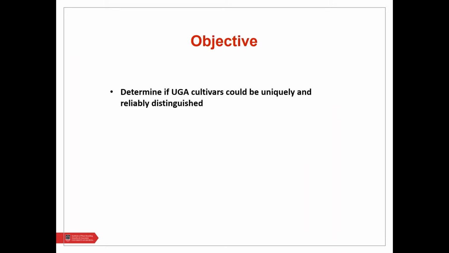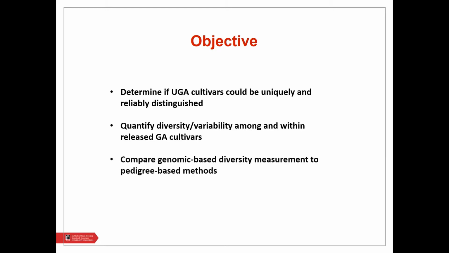So the objective of this study was to determine if UGA cultivars could be uniquely and reliably distinguished from each other. There haven't been many diversity studies lately undertaken with modern genotyping methods focusing on elite cultivars. Peanut cultivars are inbreds, so we wanted to see how diverse they were from each other, but also how variable they were within each inbred line. And we wanted to compare genomics-based diversity measurement to pedigree-based methods.